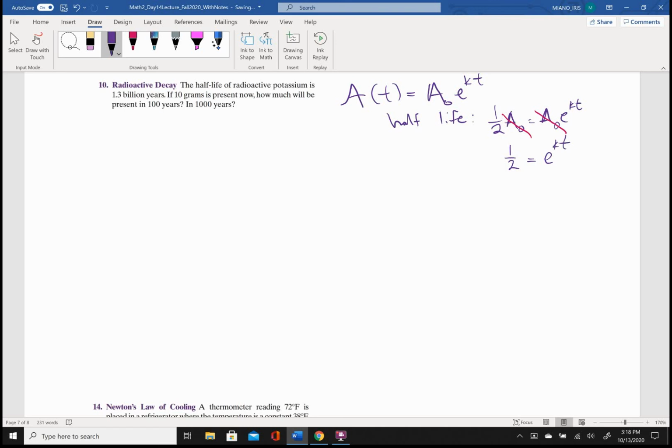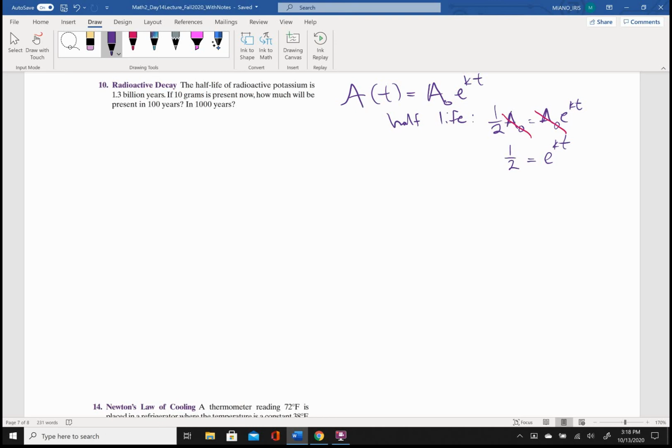You just need the number of years in order to find the rate, which is exactly what we need in order to find how many grams will be present after 100 years and 1,000 years. So, just to be clear, let me read the prompt from the beginning.